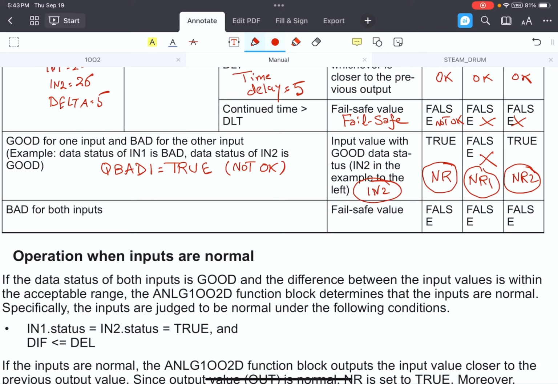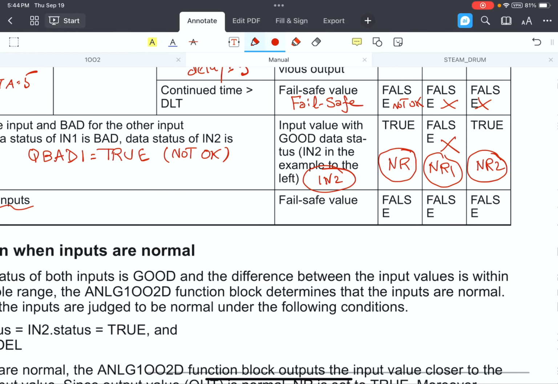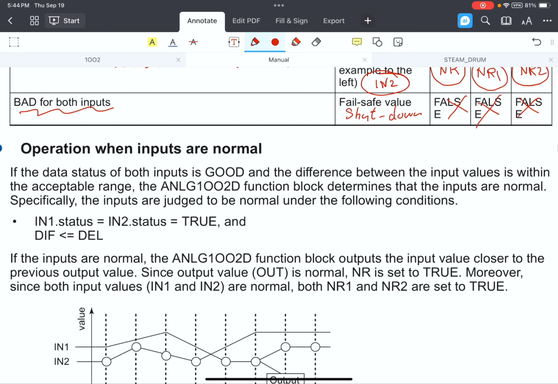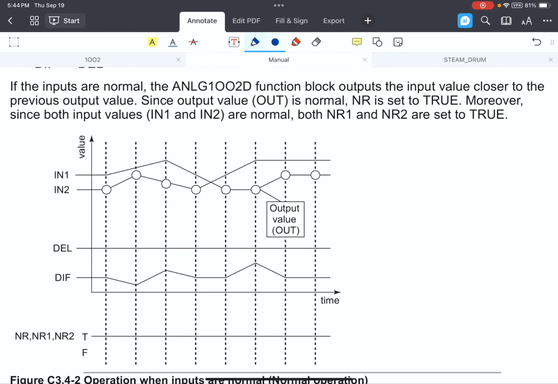And if both inputs report the bad quality, it's a shutdown, and the fail-safe value will be reported as output, and all the quality or normal signals will be false, and we need to check what happened to the transmitters. So we have some charts here. Let me check the first chart here.